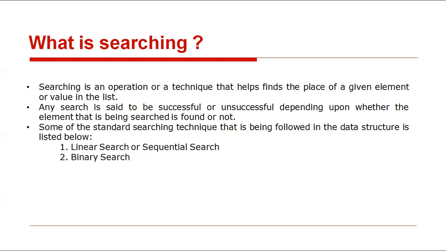First, the zero index value is compared with the search element. If not equal, then the first element equal to the search element? No. Then the second element equal to the search element? No. Third element equal to the search element? If yes, the search is found at the third location. Clear? So that is called linear search.